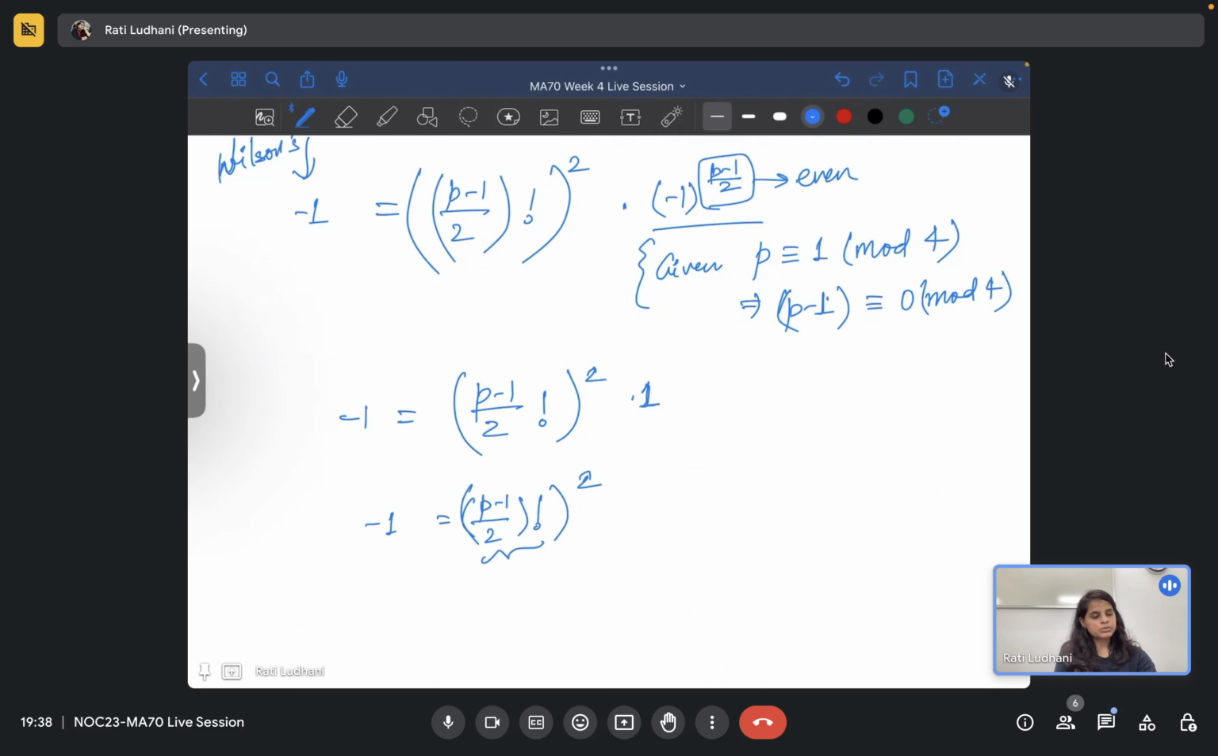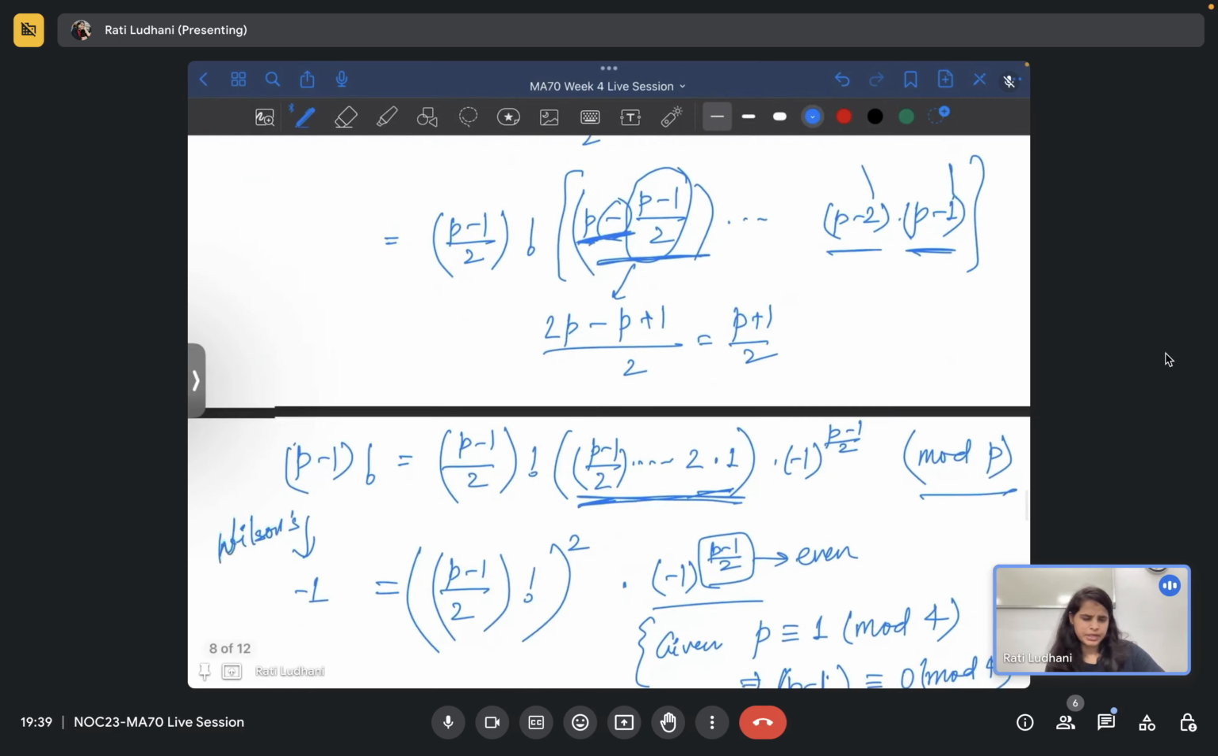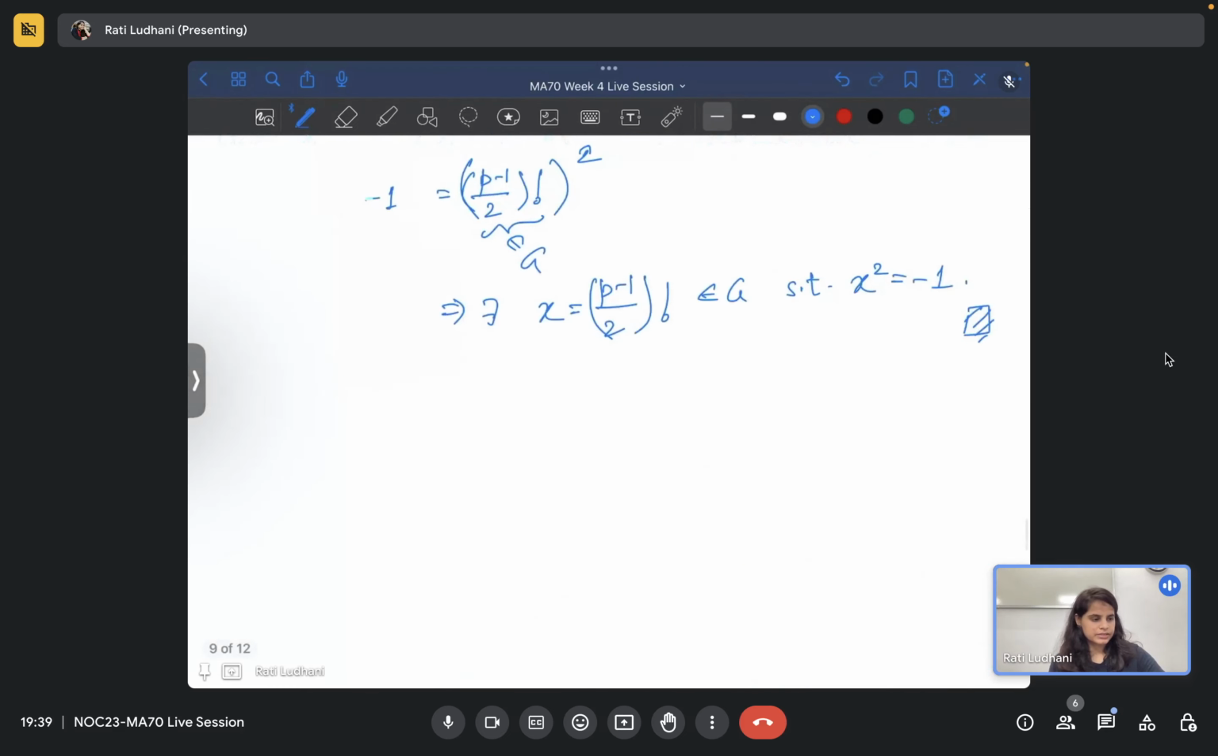This element belongs to G. This implies there exists x equal to (p−1)! in G such that x squared is equal to 1, which we require. Sorry, x squared is equal to −1. So it's like there exists an element of order 4. Is that okay? Okay, great. Just try that prime number thing. It's interesting. You like it.